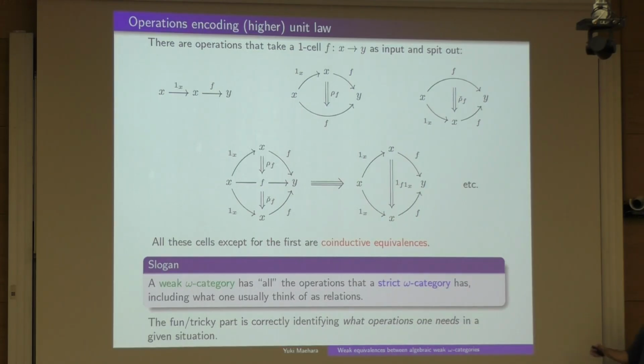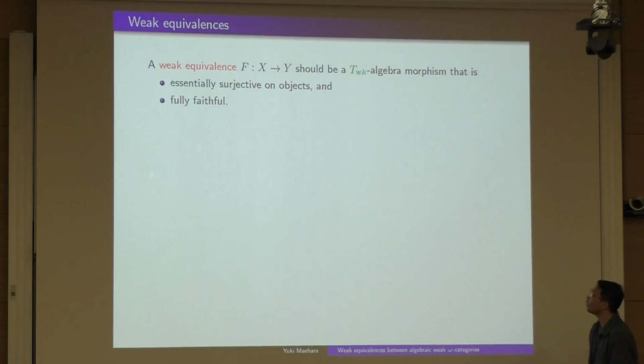So you first have to identify all the things that you're using in the strict world, even the things that are implicit and you don't usually think about. And then you take all these and you encode them as operations and lift it to the weak world. Well, that may or may not work, but today I'm giving you an example where it does work, which deals with this notion of weak equivalence between these algebraic weak omega categories.